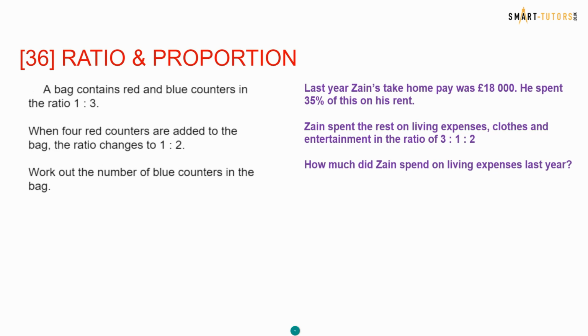Topic 36, ratio and proportion. Let's do an exam style question and show you how proportion and ratio work in GCSE Maths. A bag contains red and blue counters in the ratio 1:3. When 4 red counters are added to the bag, the ratio changes to 1:2. Work out the number of blue counters in the bag.